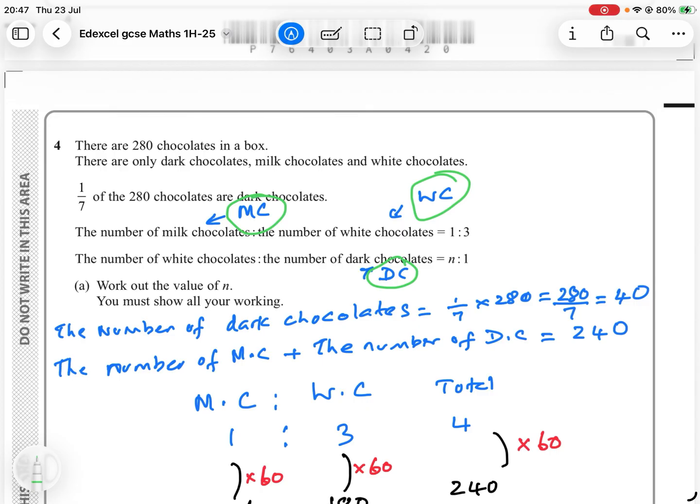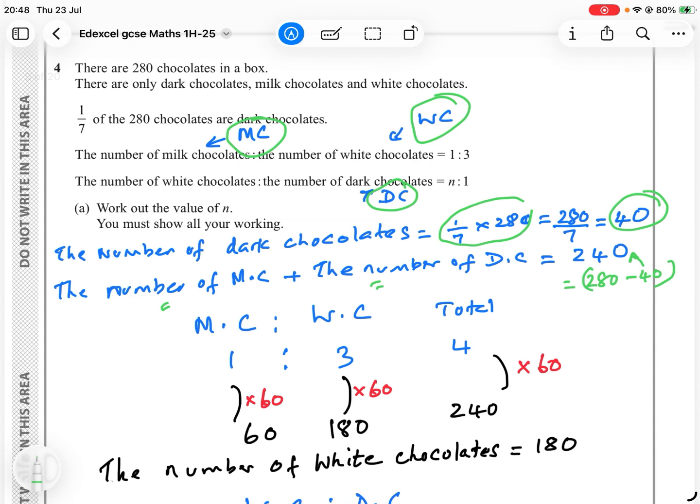Now, the number of dark chocolates equals 1/7 times 280. So 1 times 280 divided by 7 is equal to 40. So the number of dark chocolates is 40. The total number of chocolates is 280. So the number of milk chocolates and white chocolates must be 240, because 280 take away 40 is 240.